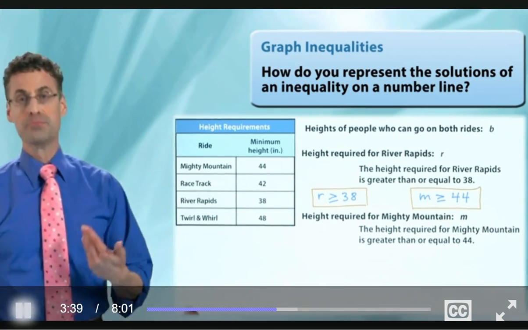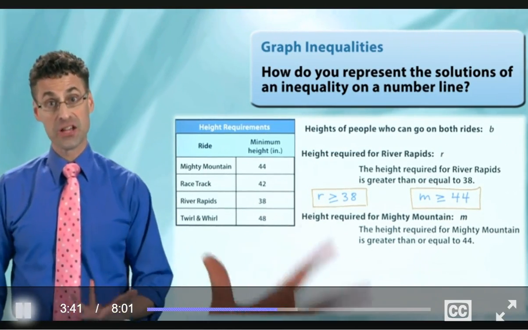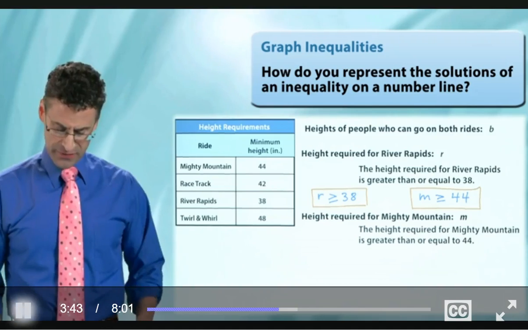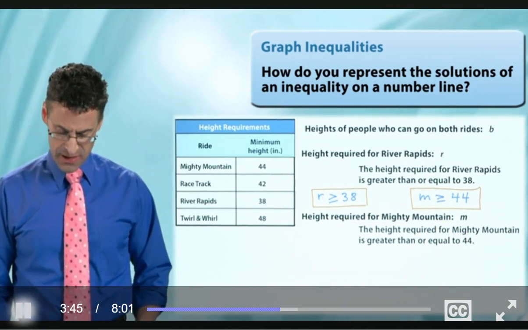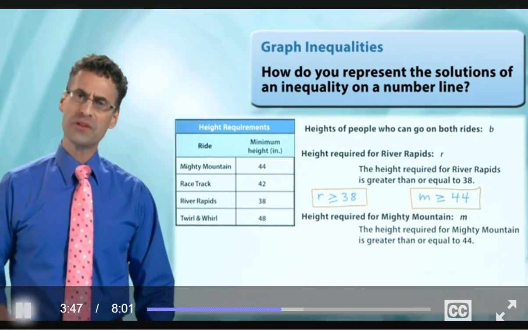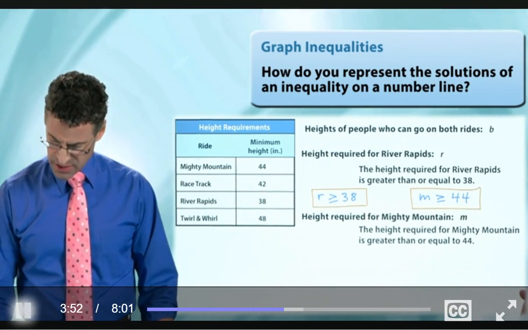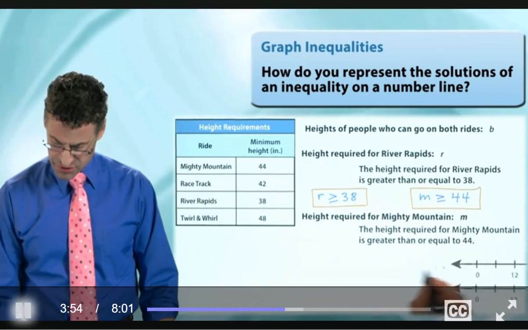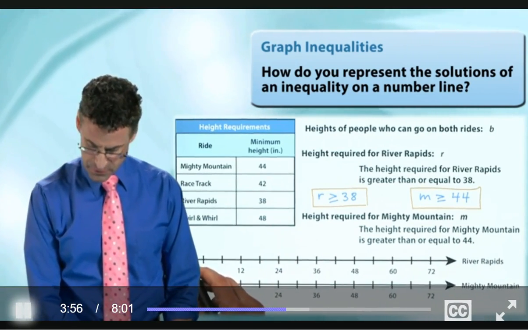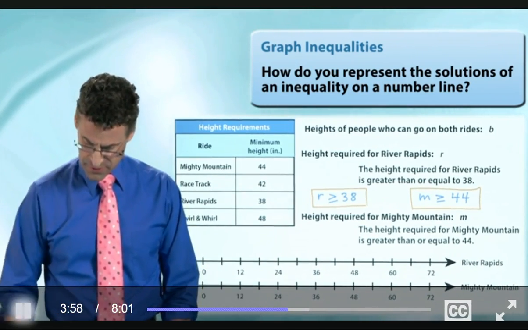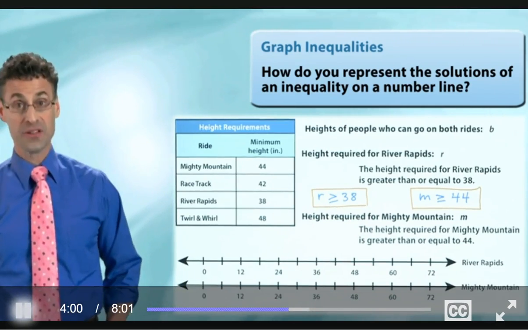Now, if you want to be able to ride them both, how can we understand that? Well, it means that both have to be satisfied at the same time. And one way to visualize this is to graph these inequalities on a number line. So I'm going to show you two number lines, one for the River Rapids and one for the Mighty Mountain. And let me show you how to graph each of these.